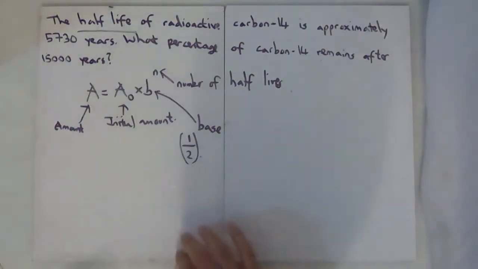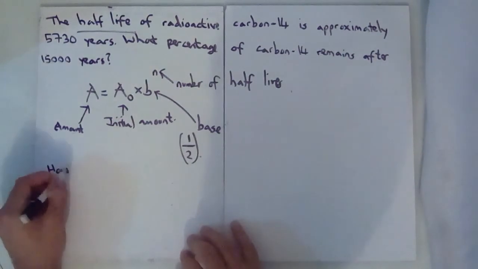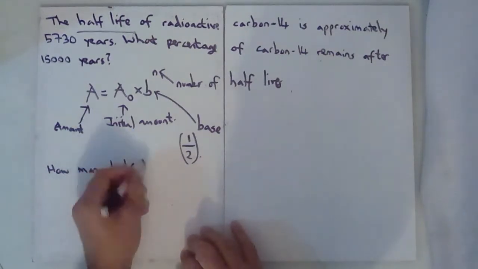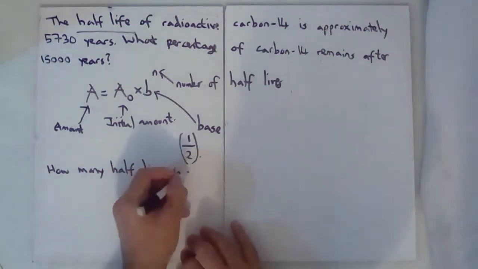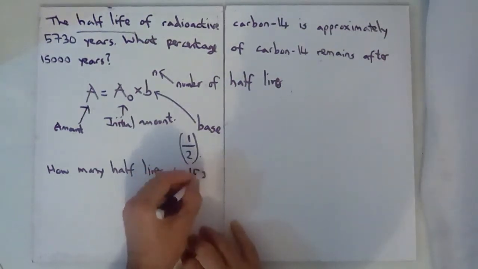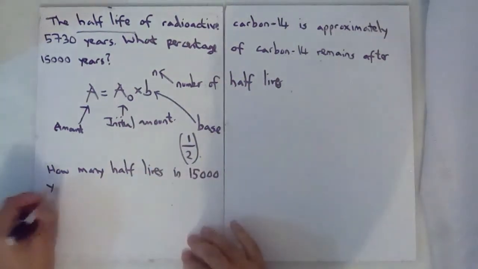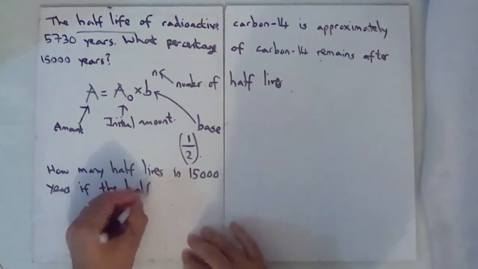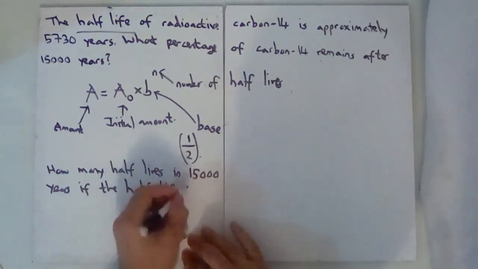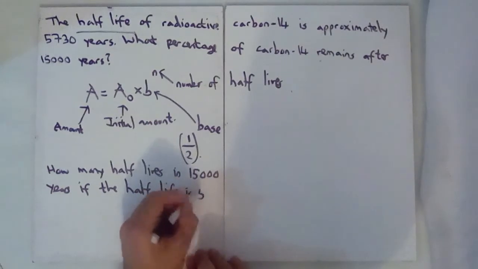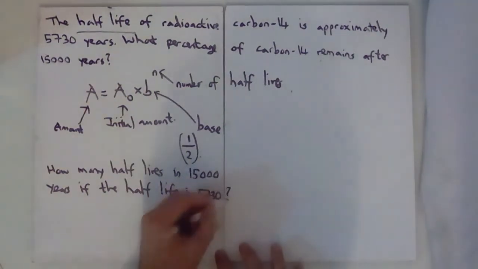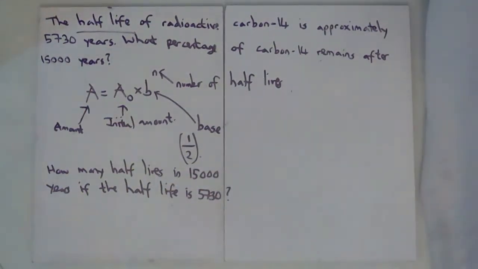So basically we need to ask ourselves the question: how many half-lives in how many years? We're given 15,000 years, if the half-life is 5730. Both of these should say years really. So all you're really saying is how many times does 5730 go into 15,000? That's how many half-lives there would be.